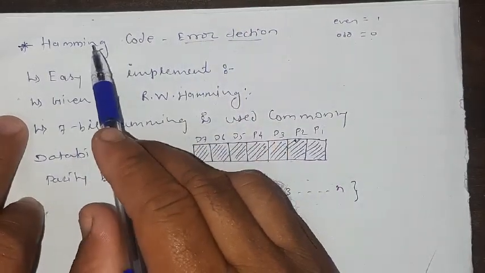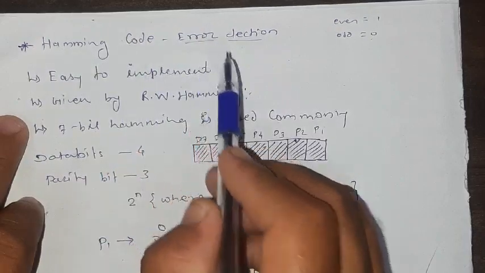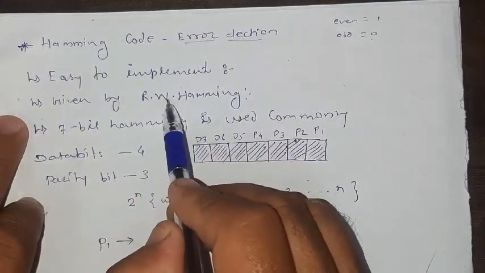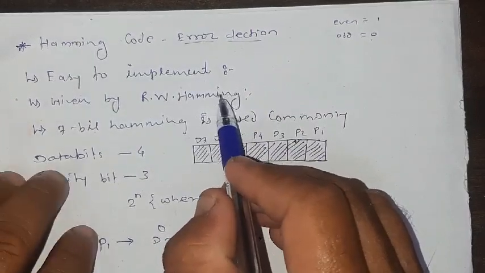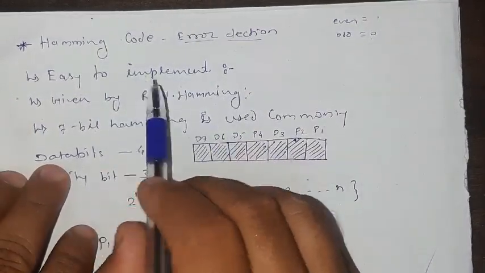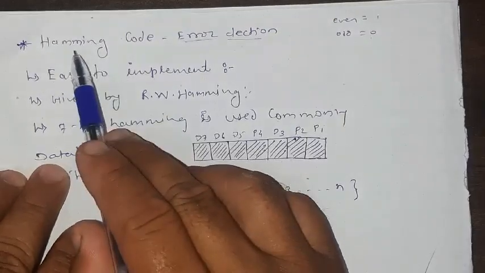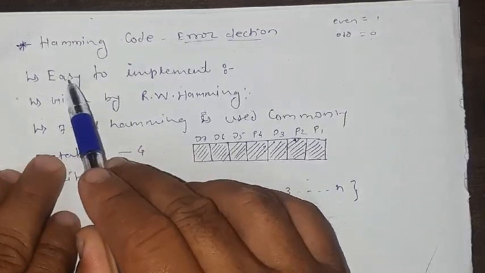Actually, Richard Wesley, the name of that scientist who invented this technique. So that's why its name is Hamming. Okay, his surname. So let's start.